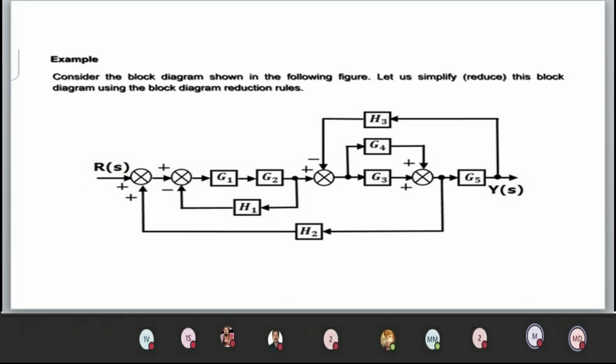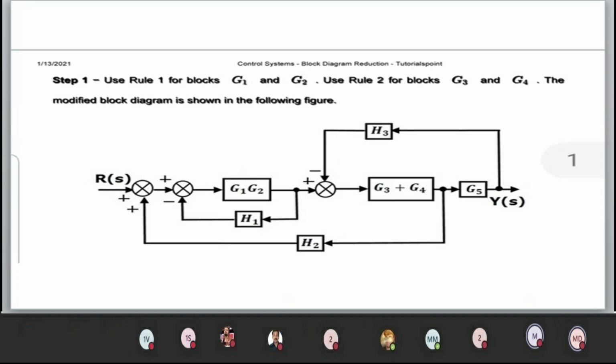If the arrow mark is in the reverse direction, it is feedback. Parallel is also known as feed forward. You need to simply add. Feedback means you have to use the feedback elimination rules, either plus or minus. So G1, G2 is one block, G3 plus G4 is another block. Next, you are going to move a branch point ahead of G5. So you have to divide by G5.